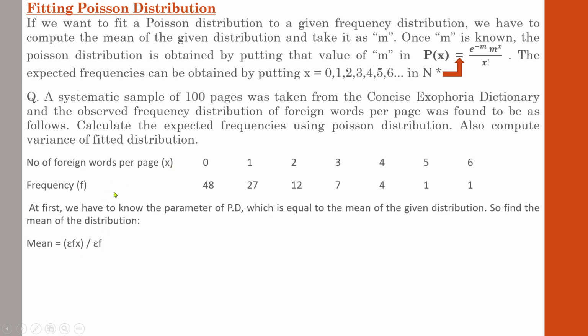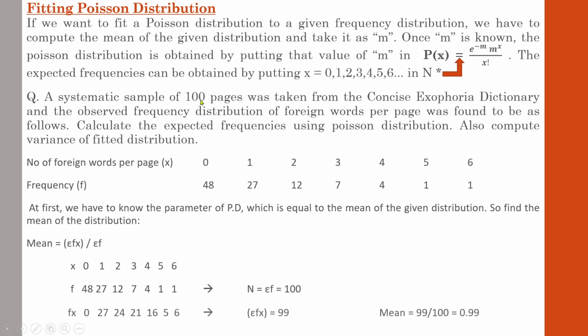Since it is a case of x and f, a discrete series, we have learned that the mean is sigma fx divided by capital N. Capital N means the total of f. If you add all these values, you will get 100. So x is given, f is given, and if you take the total of f, which is known as capital N, you will get 100. It is already given in the question.